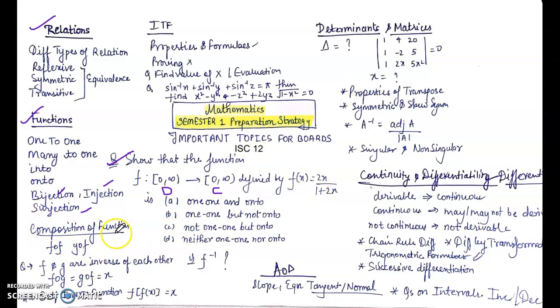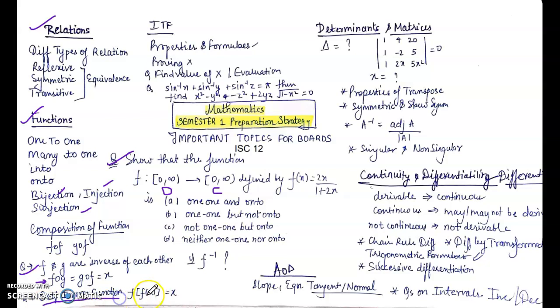Moving on to composition of functions, you can find out f of f, g of f, f o g, and so on. They might ask you questions related to this. If f and g are inverse of each other, the formula for this is f o g equals g o f equals x. And they will also ask you to find the value of f inverse.